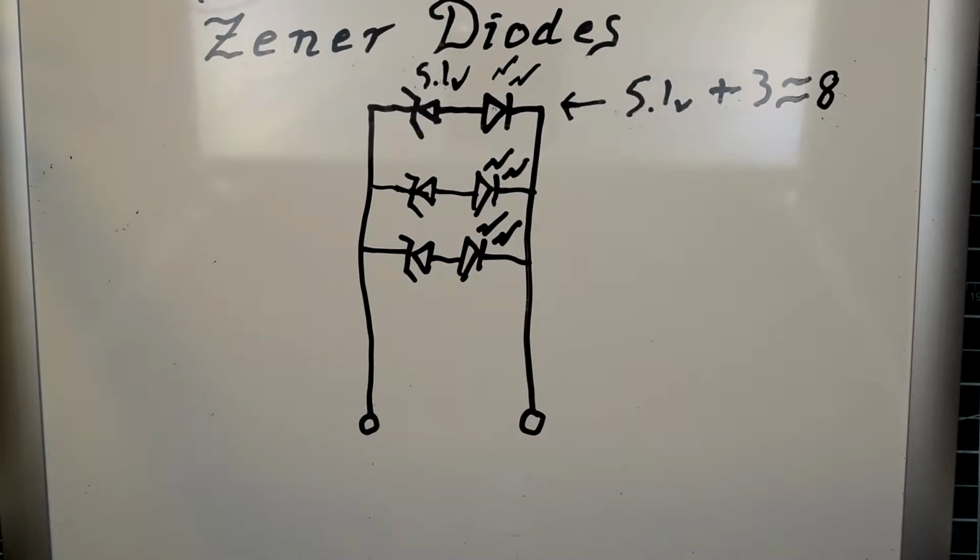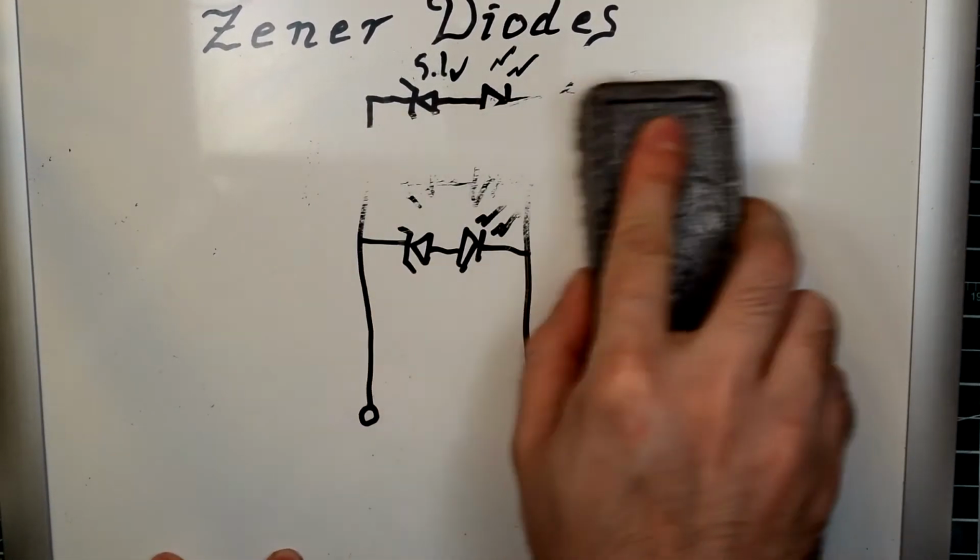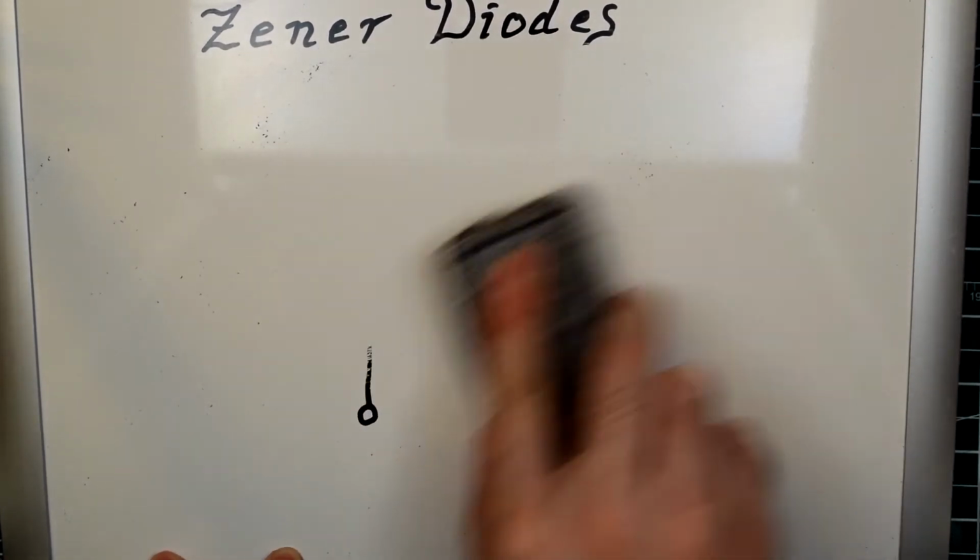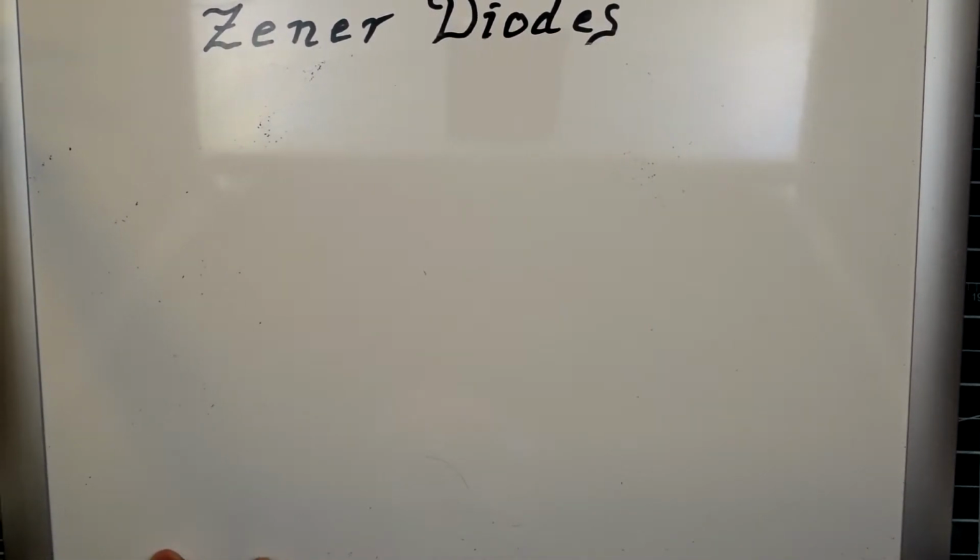So that's another interesting thing that you can do with Zeners. It's not a particularly practical way of doing it, but if you need a quick and dirty way of visualizing voltage in a circuit, it's a good way of doing it.